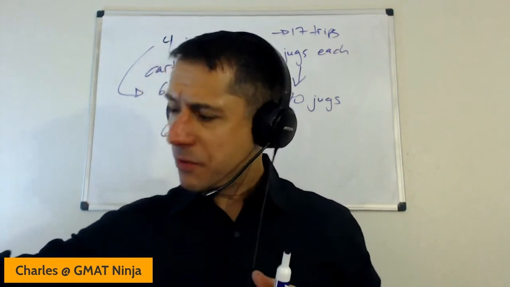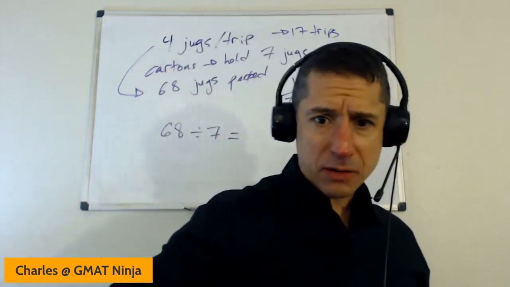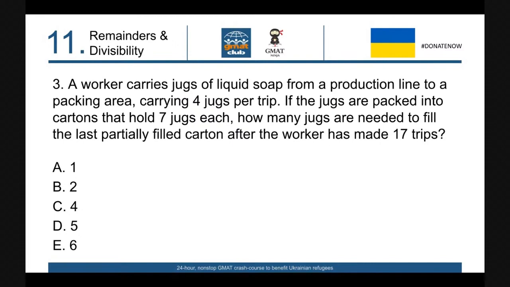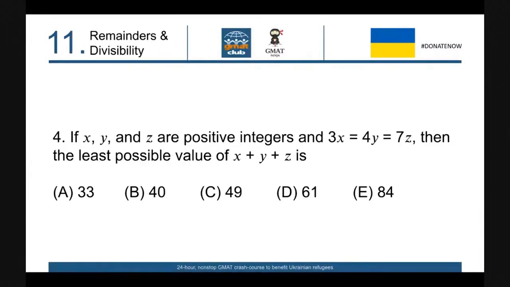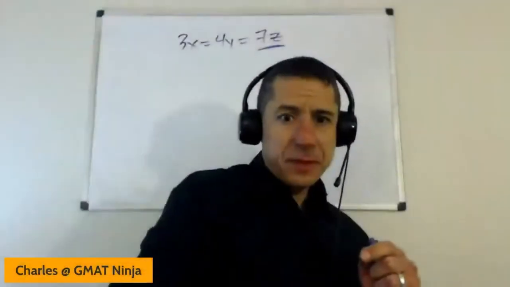Question number 4. Toss that one back on the board here real quick too. So least possible value of x plus y plus z. One of the themes that I teased at the beginning here is least common multiple. It's that concept recycled, and about half the live crowd missed this one. So what has to be true here? These are positive integers. 3x equals 4y equals 7z. So it feels a little bit like doing a least common multiple problem.